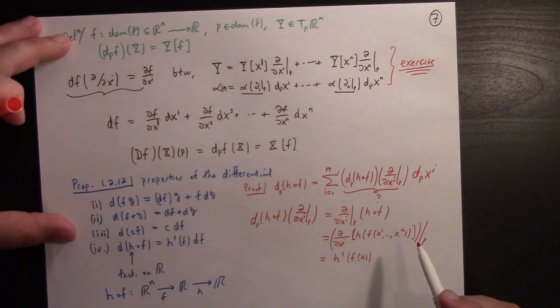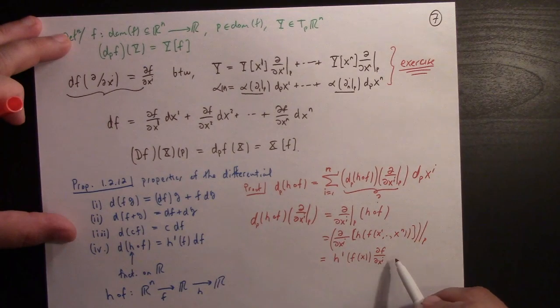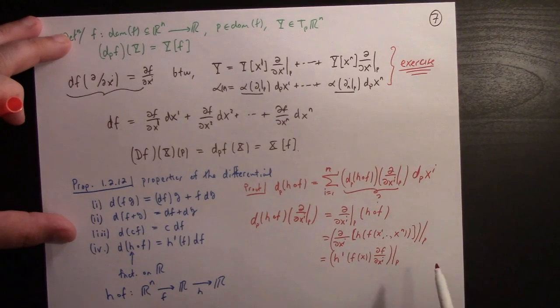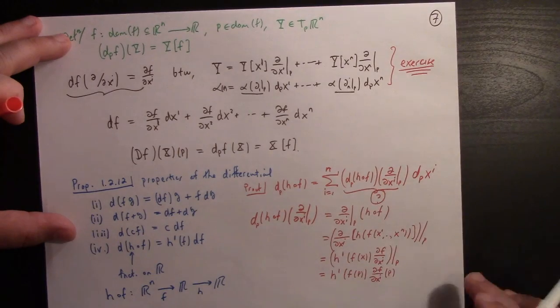Partial inside function, partial f partial xi. All of this at the point P. So when I plug in the point P, I've got h prime of f of p times partial f partial xi of p. Okay, great. Then you take that and put it back into the question mark up here.